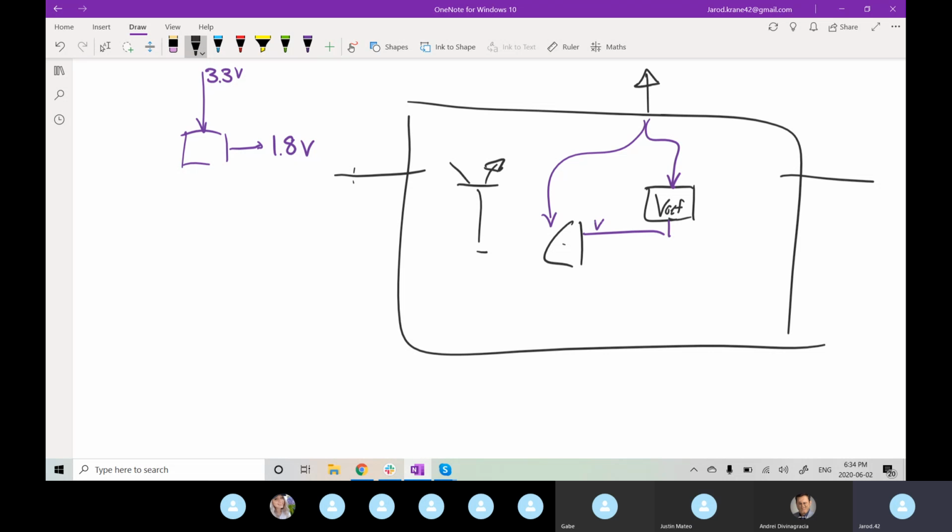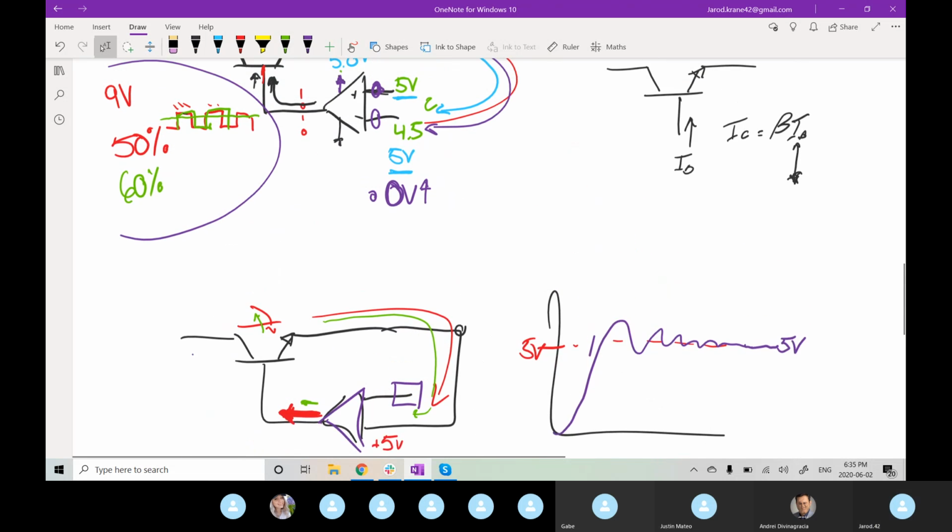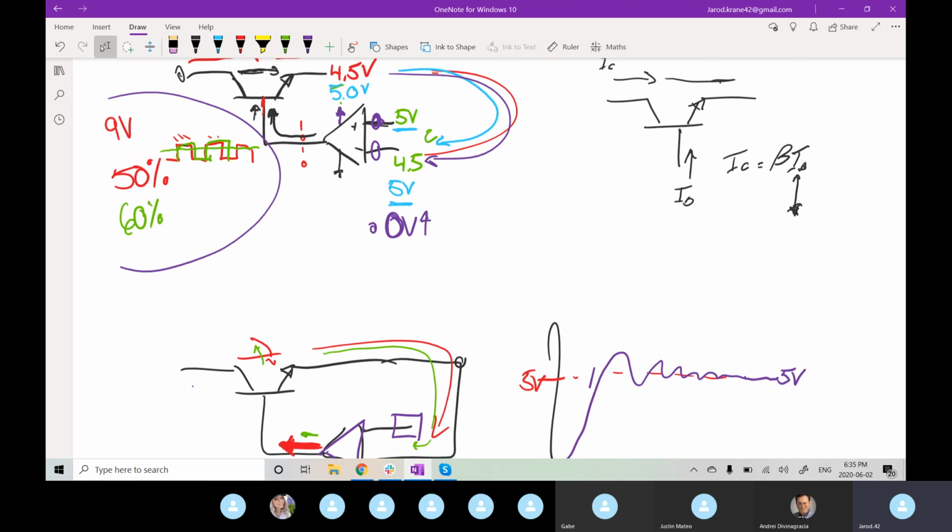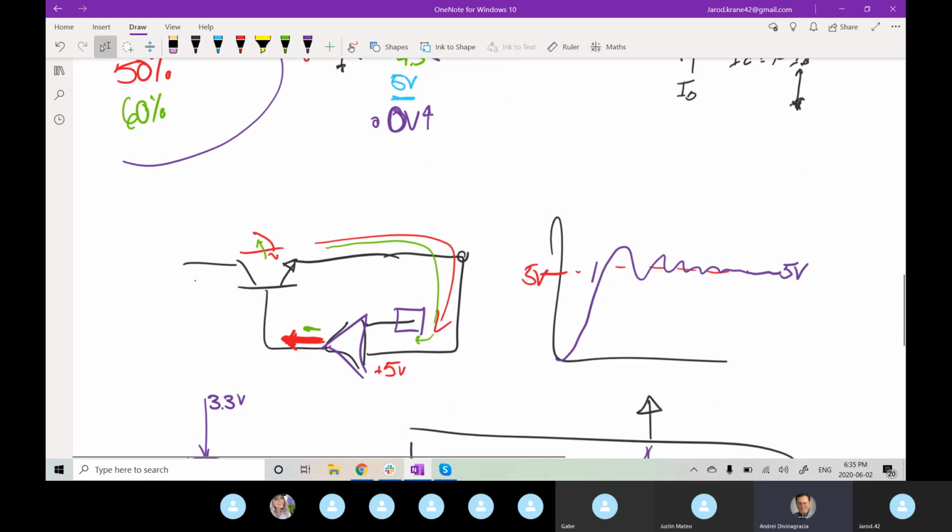Okay, makes sense. Any other questions on any build-up so far? All right, just about the graph.